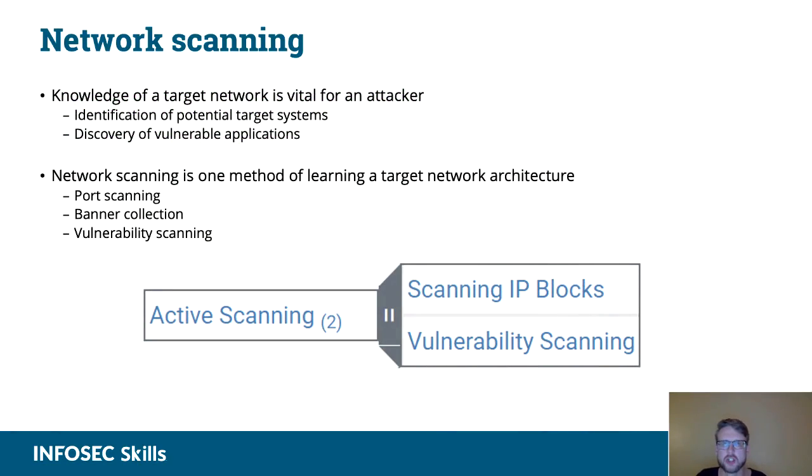Knowledge of a target network is vital for an attacker because if they don't have information about the systems, applications, etc. on a target network, they're working blindly to achieve their objective. And so that can make achieving that objective much more difficult. For this reason, a vital part of the reconnaissance part of the MITRE ATT&CK framework is identifying as much information as possible about the target network architecture.